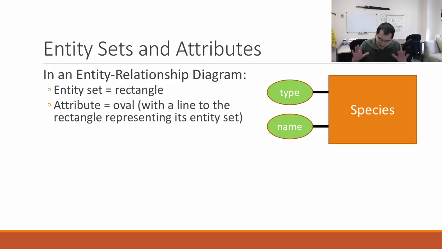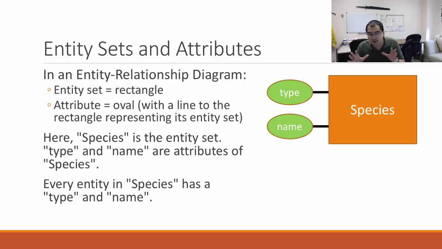And if you don't know about Pokemon, it's not a big deal. But in Pokemon, there's different species like Pikachu, which has a particular type like electric and a name like Pikachu. And one thing I want to make really clear here, because we're going to be using these diagrams a fair bit, is the entity is species, the thing in the rectangle, and type and name are attributes.